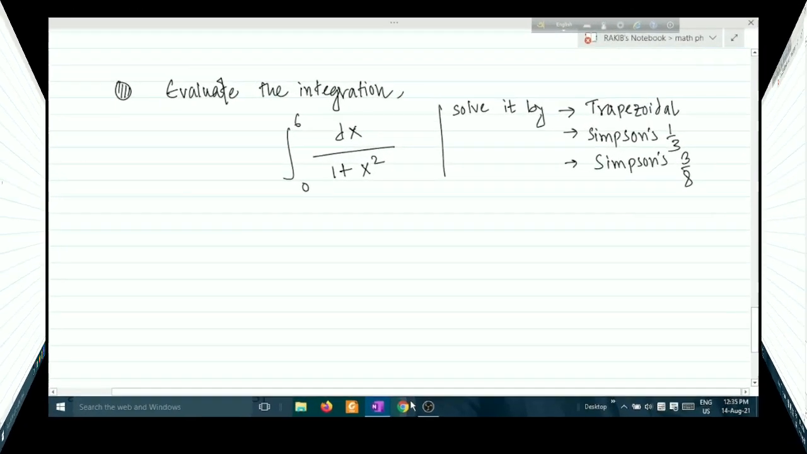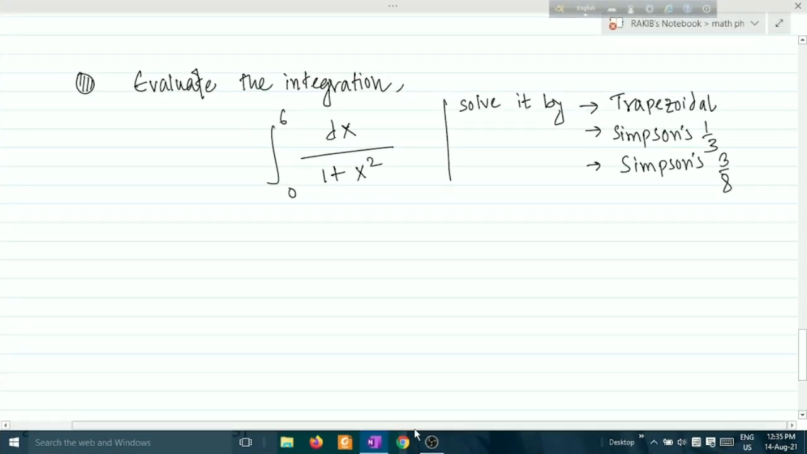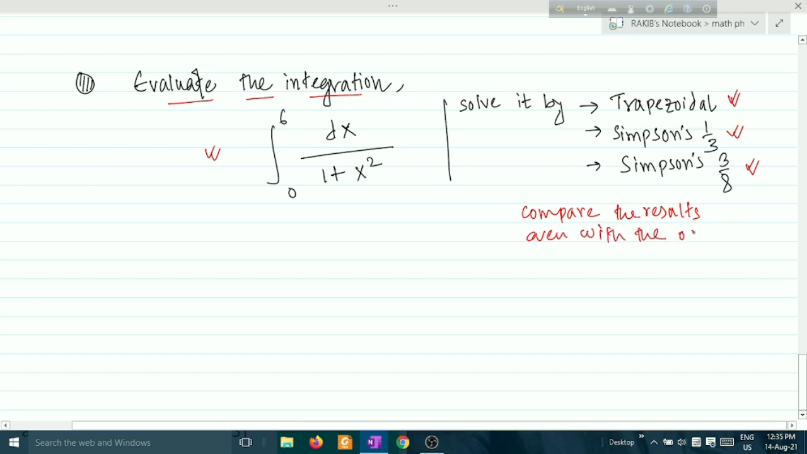So our problem is: evaluate the integration. This integration is given. It should be solved by the trapezoidal rule, Simpson's 1/3 rule, and Simpson's 3 by 8 rule, and compare the results, even with the original result.